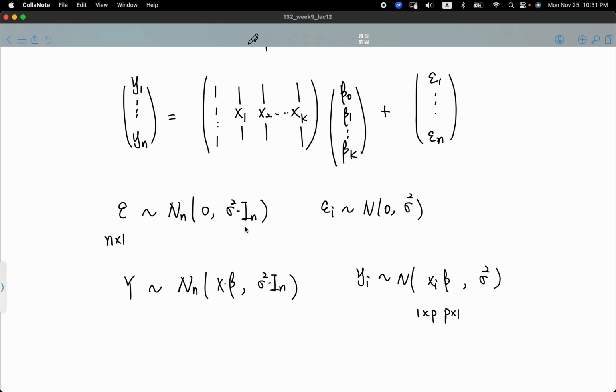So this is n by 1, this is n by n, this is also n by 1, this is n by 1, so this is n by n. Okay.